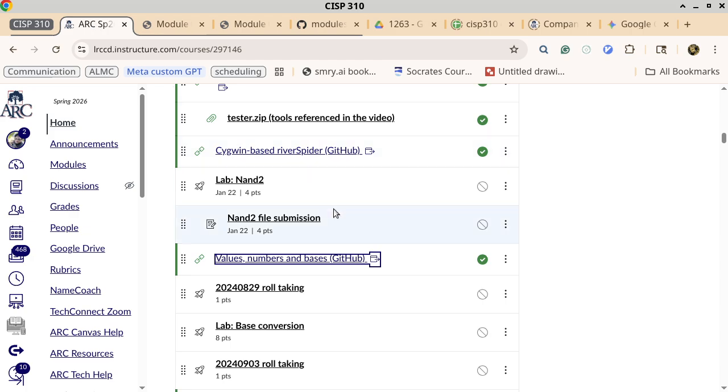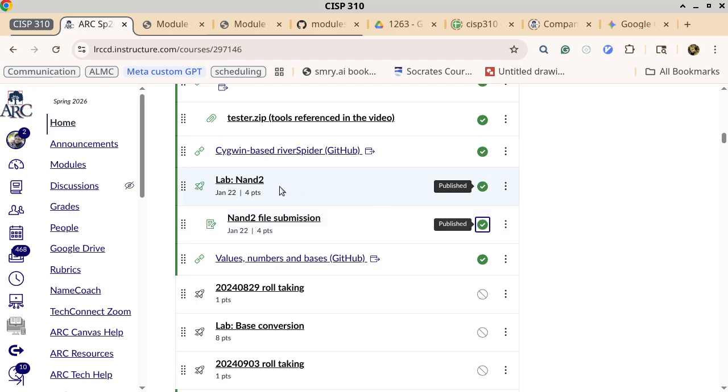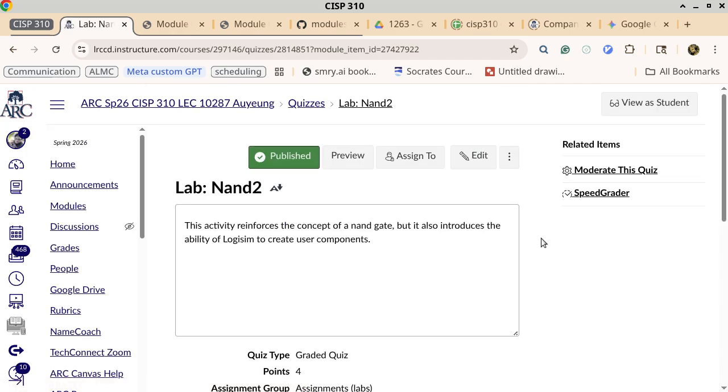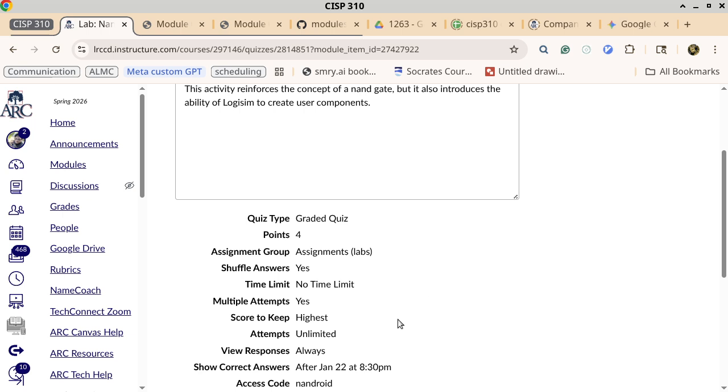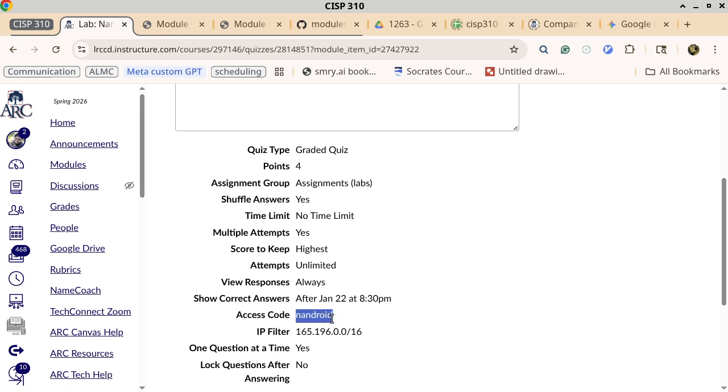So I'm going to give you the lab of today. It's called NAN2. This is the lab for today, and it has a companion submission thing, just like last time. So I'm going to turn that on too. Both of these are what you need, and don't leave just yet, because you need an access code. The access code is Nandroid. So it's like Android, but with an N in front of it. Nandroid.